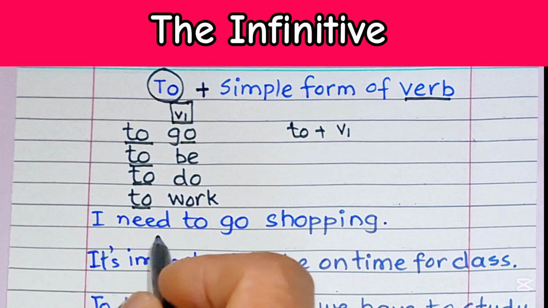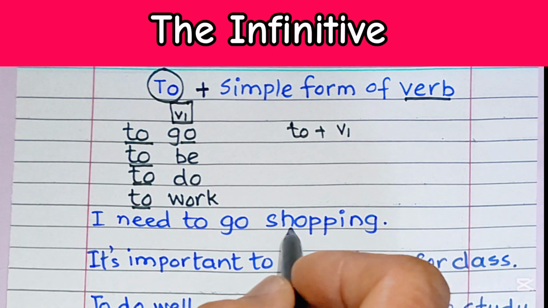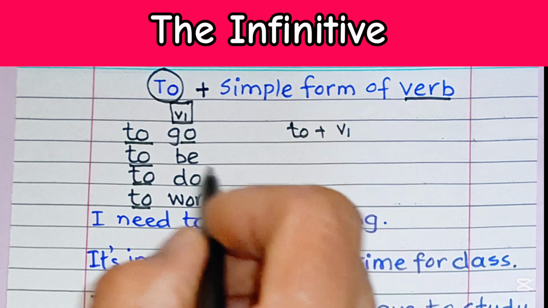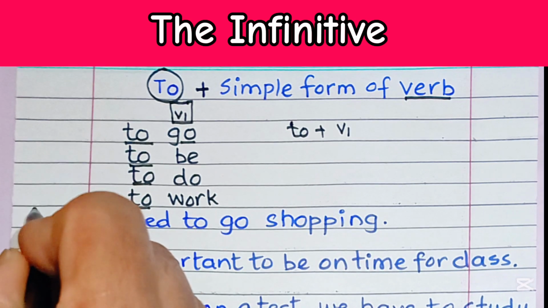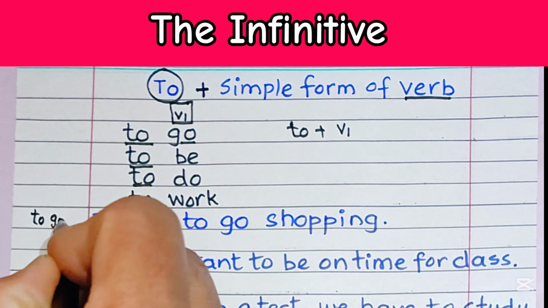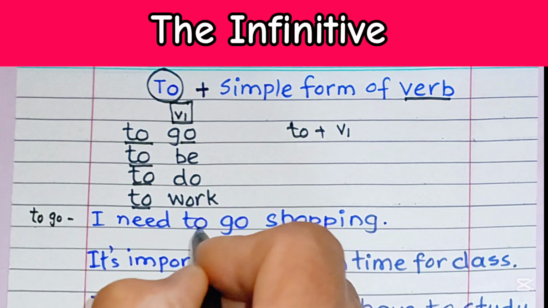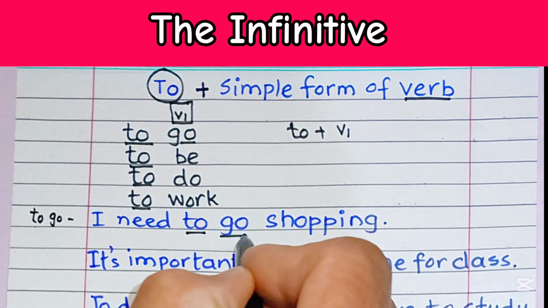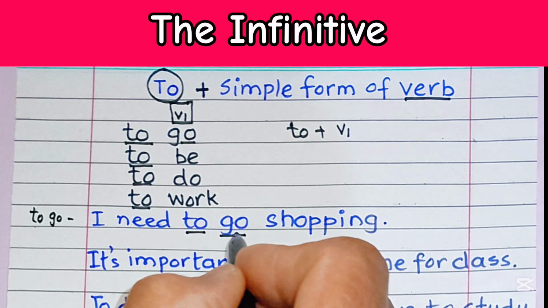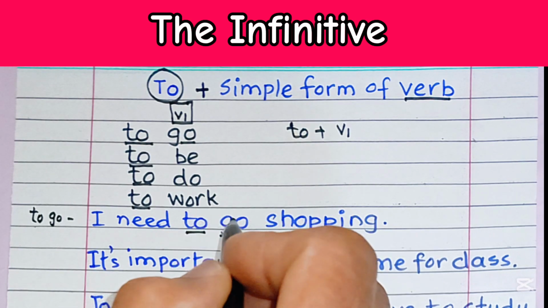I need to go shopping. So over here we are using to go as an infinitive in this sentence. So this is to followed by the simple form go. I need to go shopping.